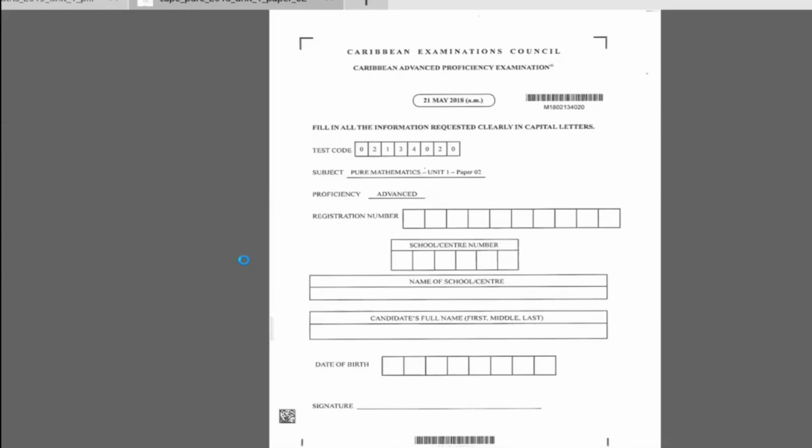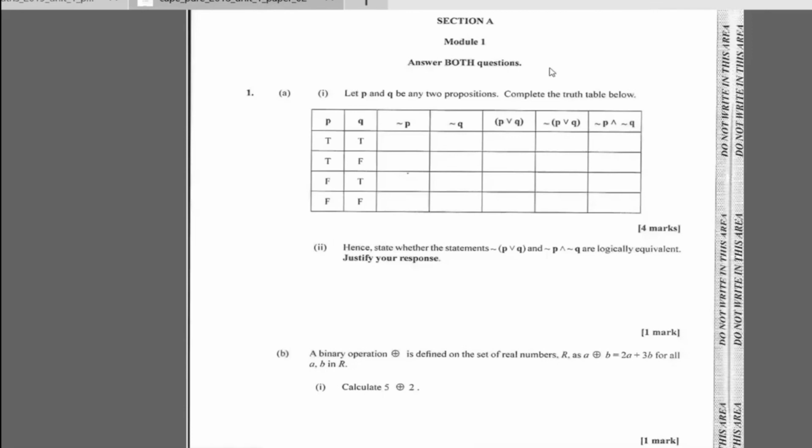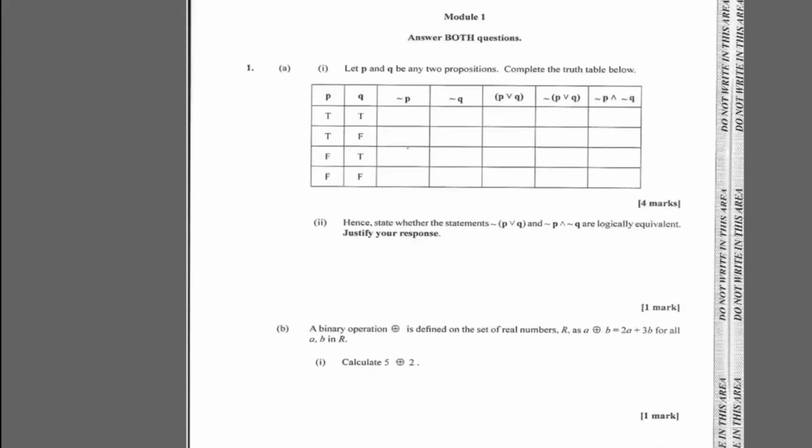Today we're going to be going through the 2018 Unit 1 paper for pure mathematics. Alright, so let's get into it straight away. It says, let P and Q be two propositions. Complete the truth table. So, very easy question.